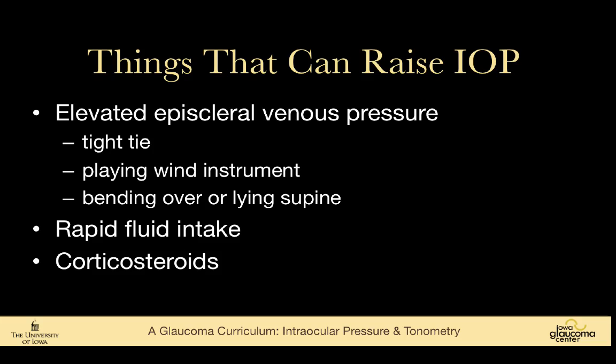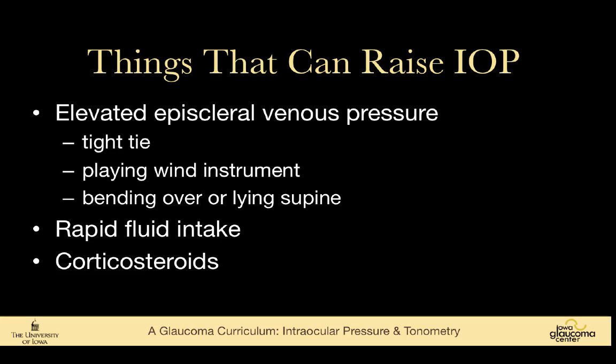Anything that raises the episcleral venous pressure, like wearing an extremely tight necktie, playing a wind instrument, bending over, lying supine. Hopefully patients are not playing wind instruments while you're checking their intraocular pressure. If one rapidly ingests a large quantity of fluid, that can make the intraocular pressure transiently elevate. And so that's the process behind the water drinking provocative test.